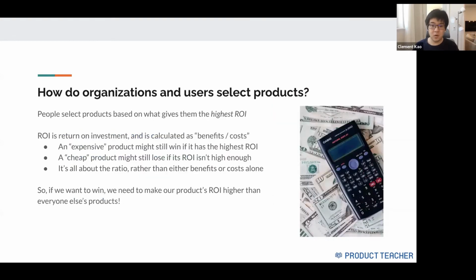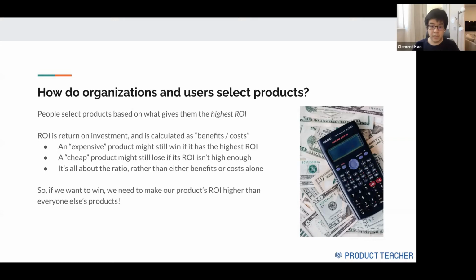So now let's talk about how organizations and users select products. When someone's trying to select a product, they're really looking for something that's going to solve their pain. And when they're making that decision, they're ordering it by return on investment, ROI. In other words, what people are looking for is not just, hey, does this product do what I want it to do? They also need to worry about its costs, right?